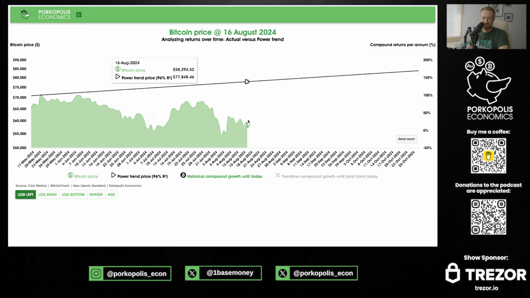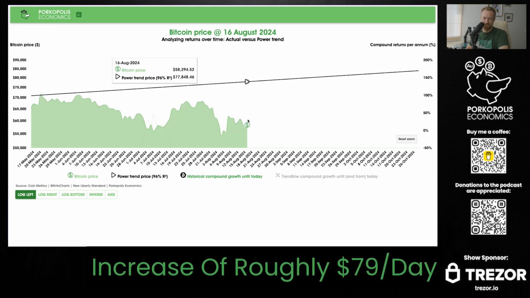But if you look out from today, August 16th, let's go to August 17th. $77,848 to August 17th, $77,927. Okay, this is an increase of $79 roughly per day on the trend. So we have an increase of $79 roughly on the trend. So what does that represent?